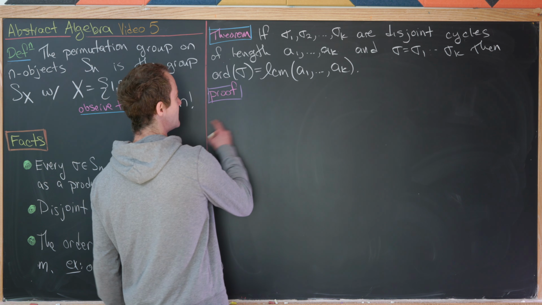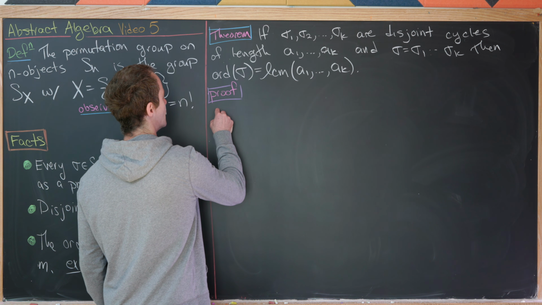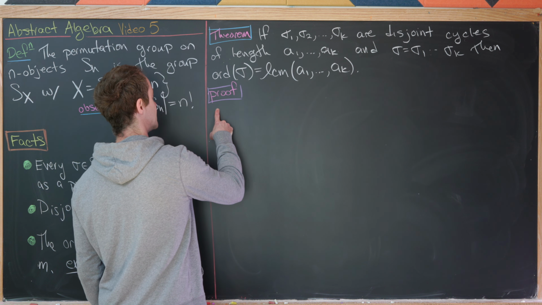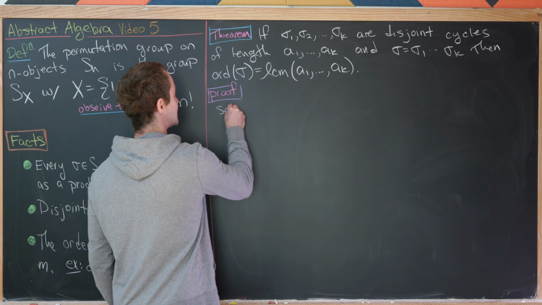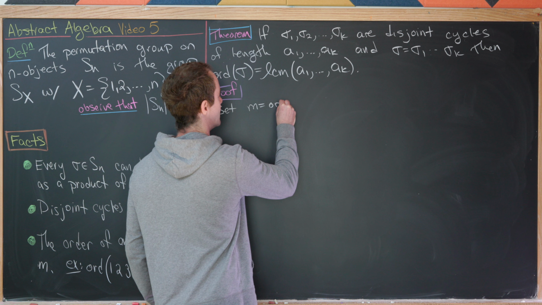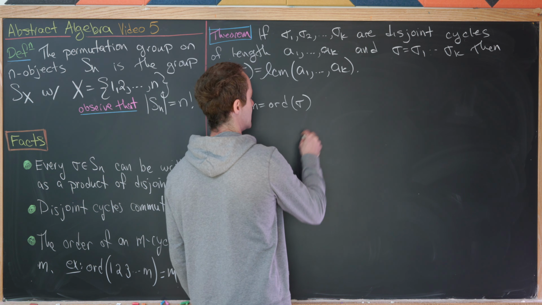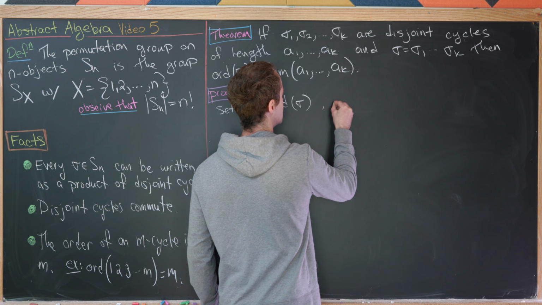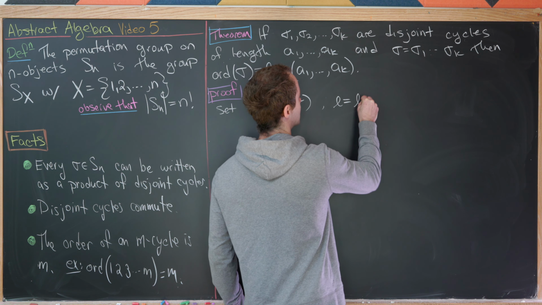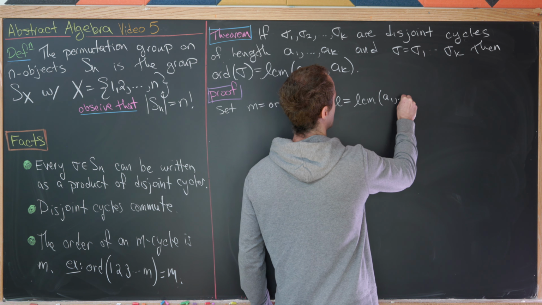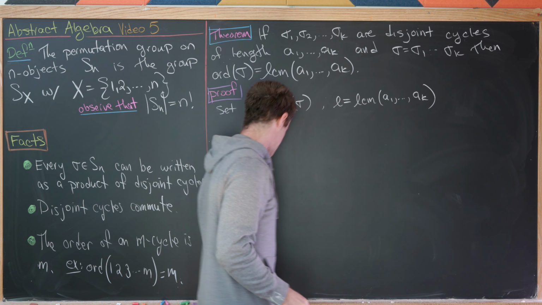Okay, so let's maybe see how this might go. We'll first start by introducing some notation. So let's set m equal to the order of sigma, and we'll set L equal to the LCM of A1 up to Ak.